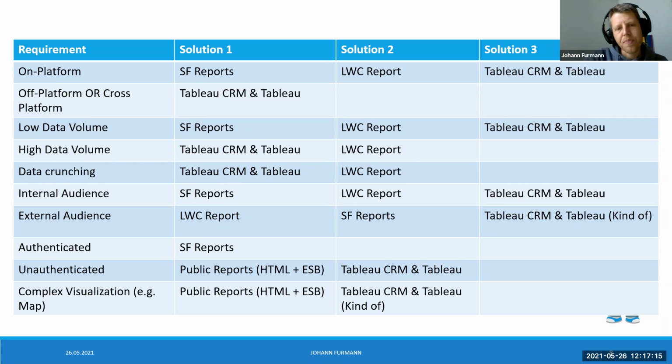Data crunching is not just about the volumes, it's also about the complexity of the number of relationships. If you need to traverse multiple lookups and stuff like that, I think you get pretty limited with the standard reports, if you need to combine a lot of different objects together. You can only combine 3 objects together with standard Salesforce reports.